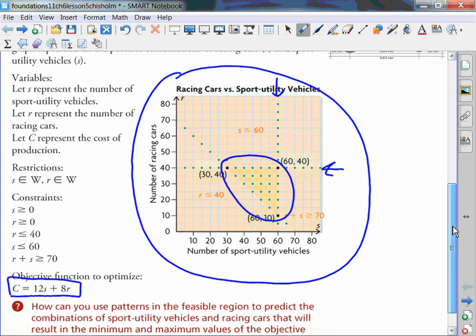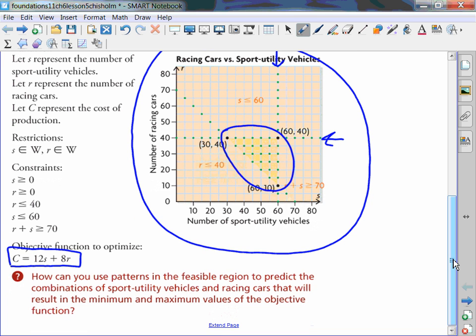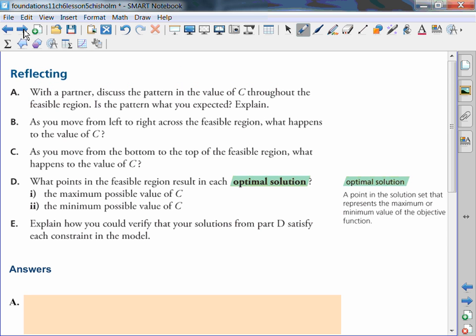Question is, and this is what you're going to work on tomorrow, how can you use patterns in the feasible region to predict the combinations of sport utility vehicles and racing cars that will result in the minimum and maximum values of the objective function. Skip ahead to the next page here, and there are some reflection questions for you to work on. This is going to guide you through what you're going to do tomorrow.